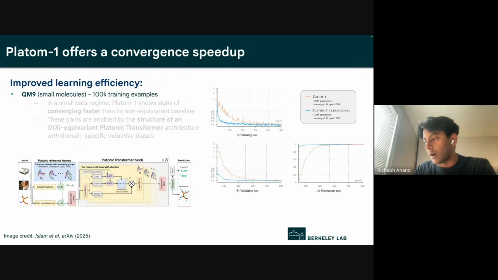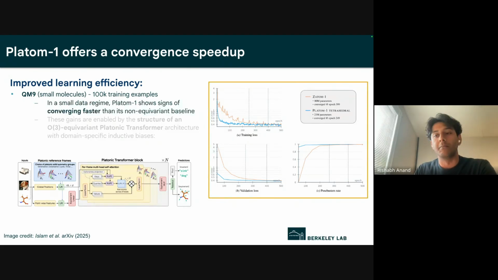Something that we've also explored is, what does equivariance or approximate equivariance bring to the table? Very recently, the Platonic transformer architecture came out, which was essentially one of the fastest equivariant models out there. When we take this Platonic block and replace it within this transformer trunk, we're able to see much faster convergence in small data regimes, especially on QM9. And we are also trying to see if we can really push that boundary to make a case for approximate equivariance or symmetry breaking.